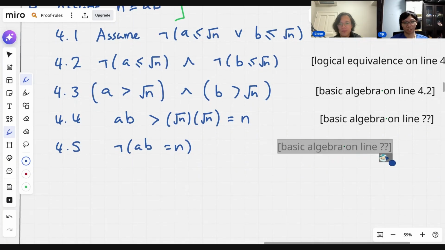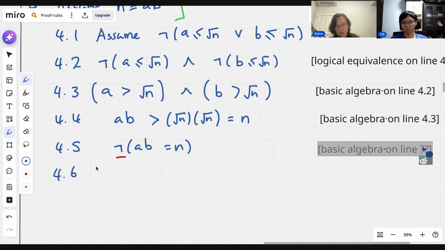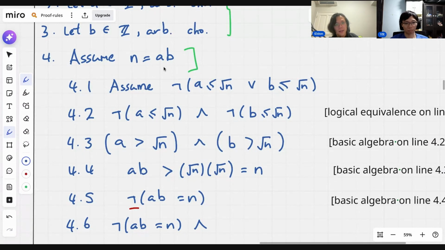Now there's a reason why I wrote it in this form. There's a reason why I wrote a not here. There's a very specific reason why. So I'm going to copy paste this line: not (a times b equals n), and a times b equals n. I'm taking this line and copy pasting it, and I'm also taking this line and copy pasting it.